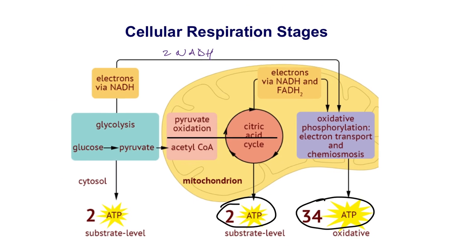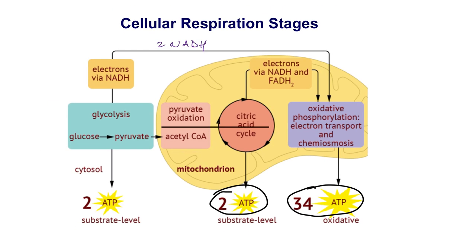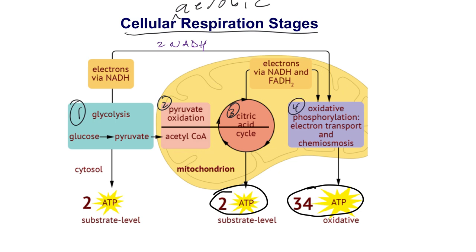Okay, so here's a good overview of the 4 stages. We got stage 1 of respiration, aerobic respiration, of course. We got glycolysis, first stage. We got PVA oxidation. We got the citric acid cycle. We got oxidative phosphorylation.